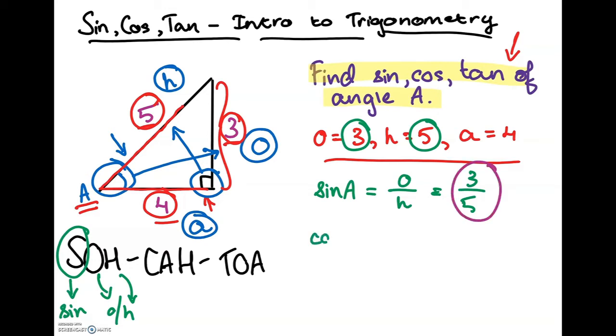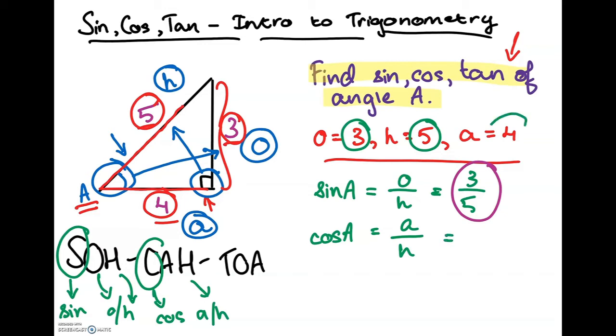The same thing goes for cosine. It's pretty simple. Cosine A is equal to adjacent over hypotenuse. Again, why? Because CAH, which is over here, cosine is equal to A over H, as given by our SOHCAHTOA. So A has a value of 4, as we've already deduced from the triangle, and the hypotenuse is 5, as we did previously for sine. So our value for cosine is 4 over 5.